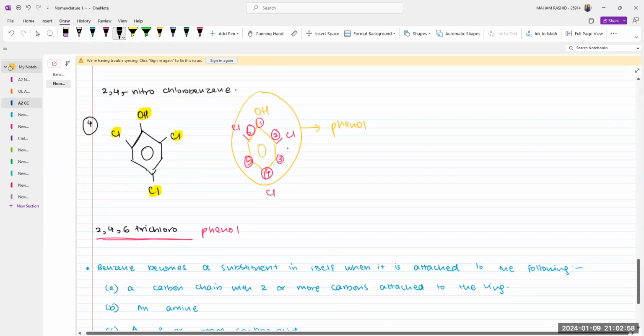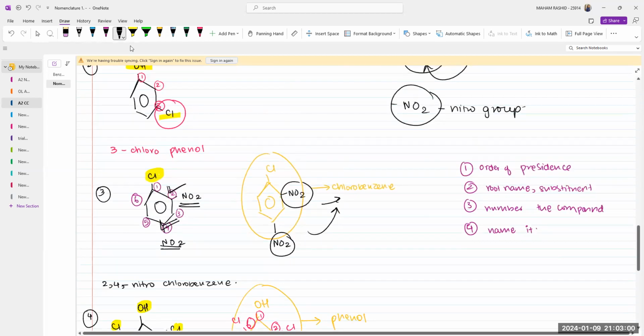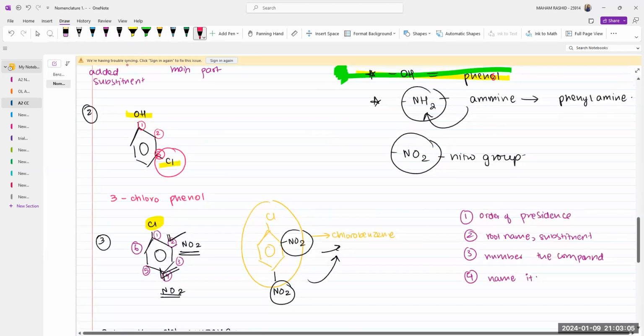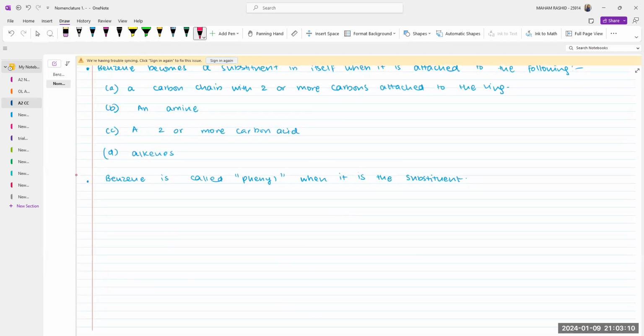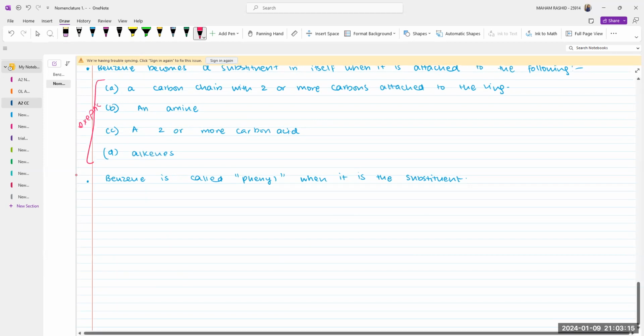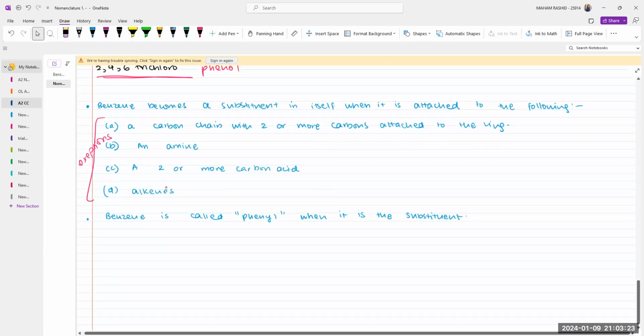So in the cases that we've already discussed, we are adding substituents to benzene. We're adding smaller compounds to a larger ring. In another case, in these four cases, these are exceptions, where you will have benzene as a substituent. Now, examples of these could be an amine. For example, you have an amine and you basically have a benzene attached to it.